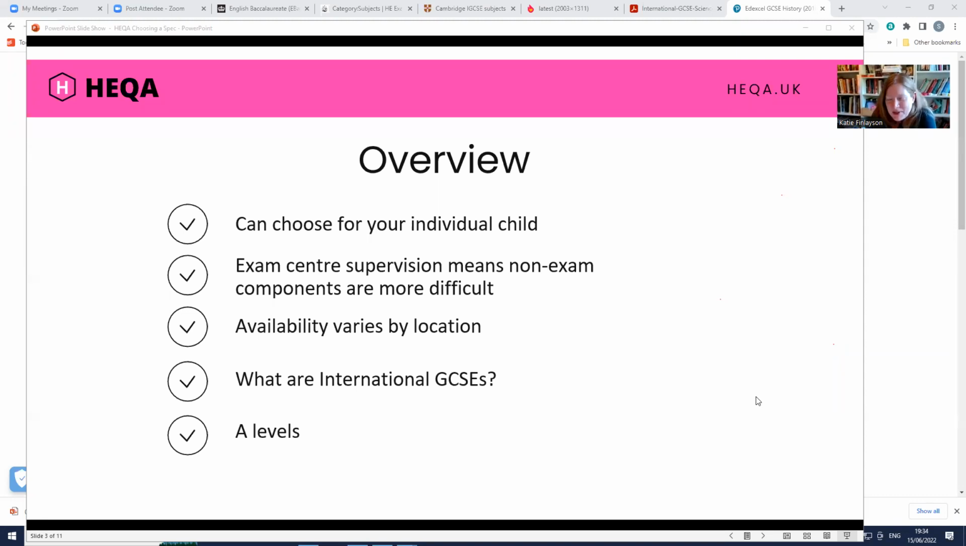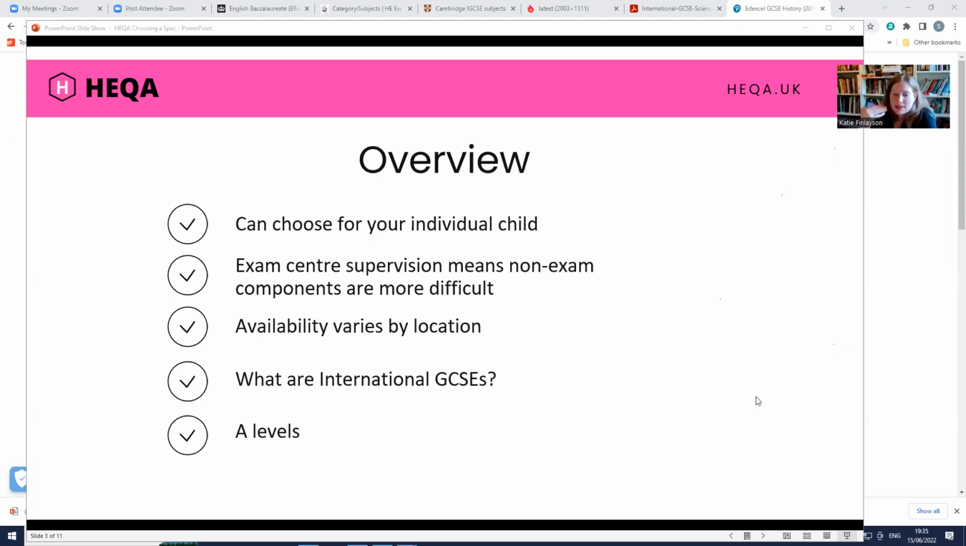So you've got to make all those decisions, and you can do that for your child. You don't have to be matching the school system. You don't have to do the same subjects. You don't have to do them at the same time. And some of that comes down to choice. It comes down to you having a look at what they're going to be doing in the future and choosing what they want to do.